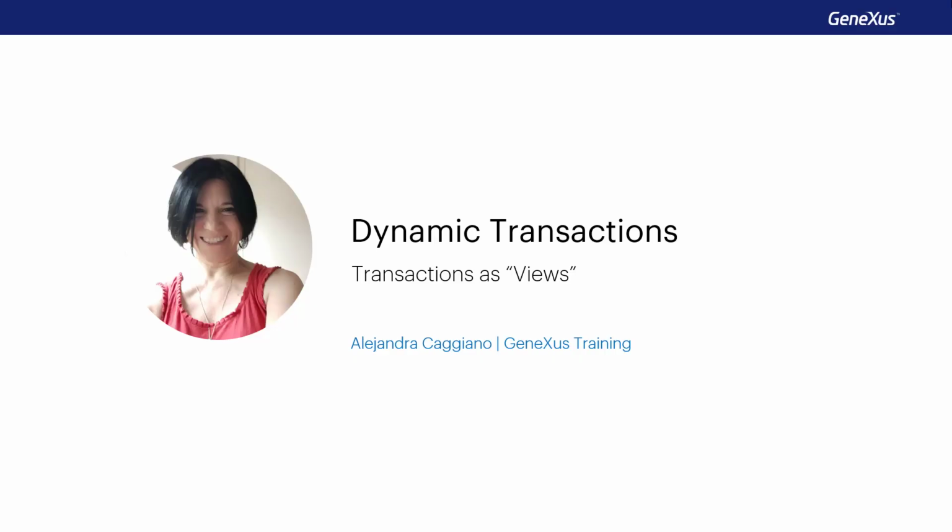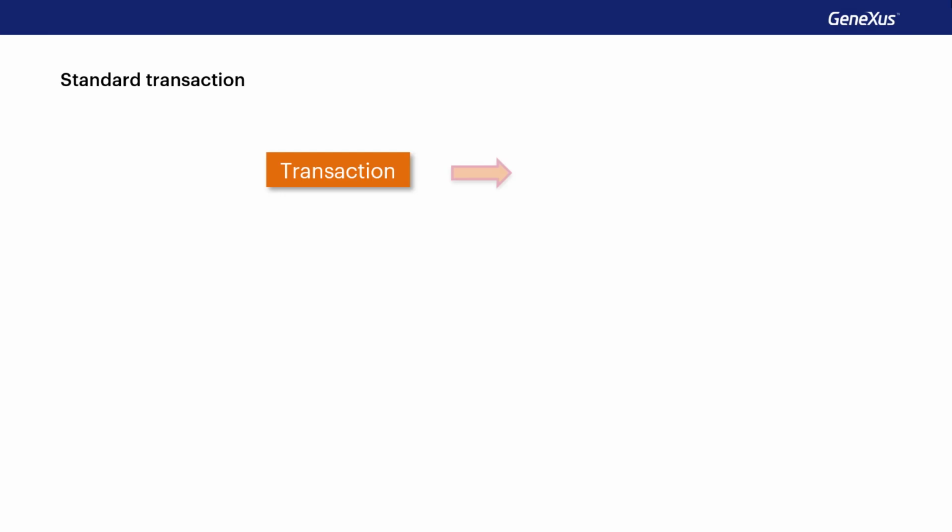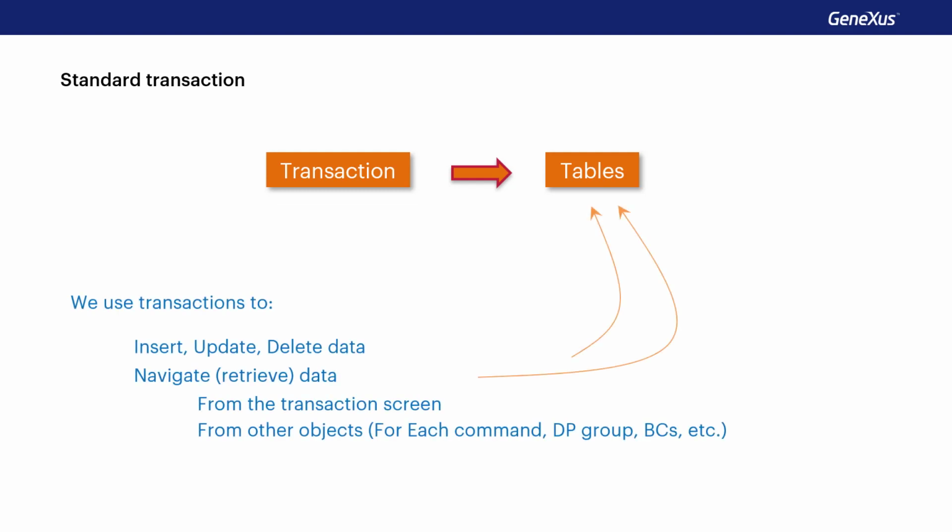So far, we've seen that in every transaction object, a table is created for each level to store its data and retrieve it later. Transactions, naturally, are used to perform insertions, modifications, and deletions in those tables through their screen, and, in addition, to navigate and retrieve data from those tables.